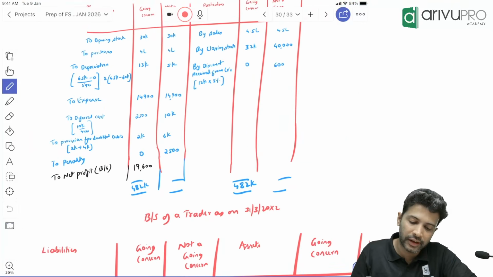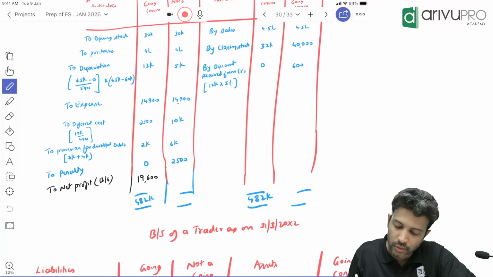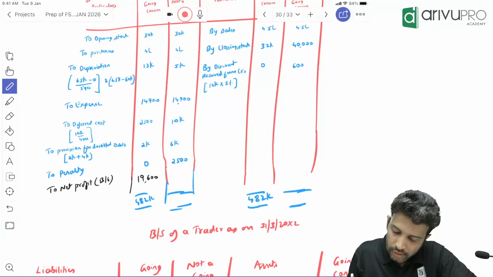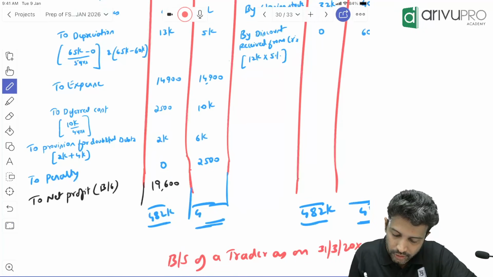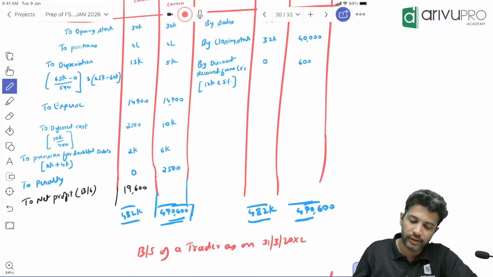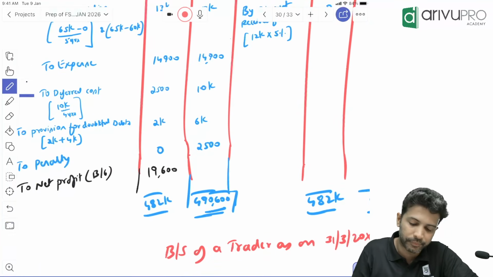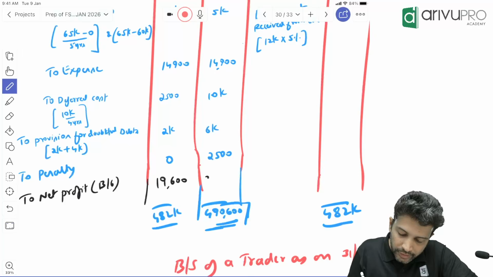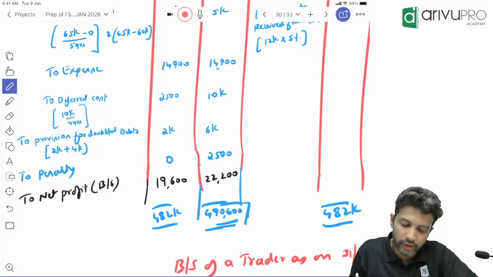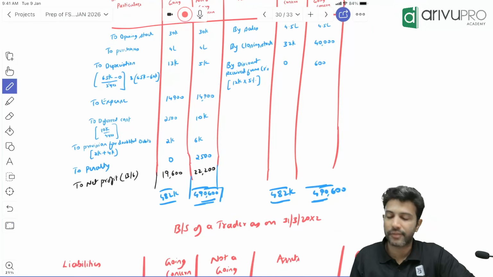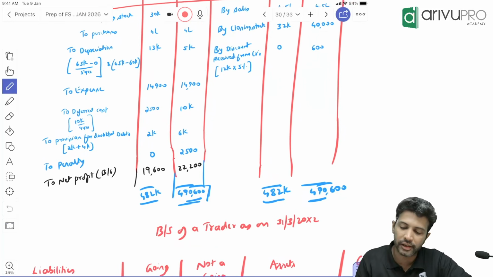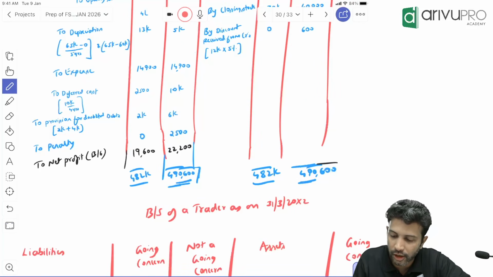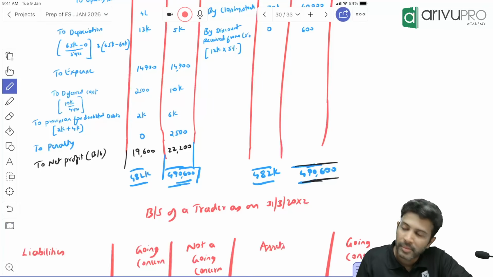19,600. Okay. If the entity is not a going concern, what is the total? 4,90,600. Okay. Check the solution and tell if the totals are right. Later, don't tell wrong numbers. 22,200. That will be the net profit arrived as balancing figure in the not a going concern case. So far, okay? All right.